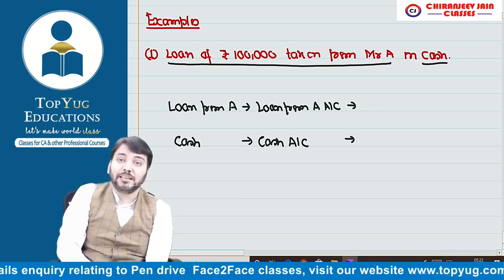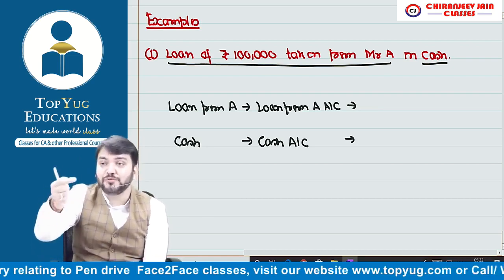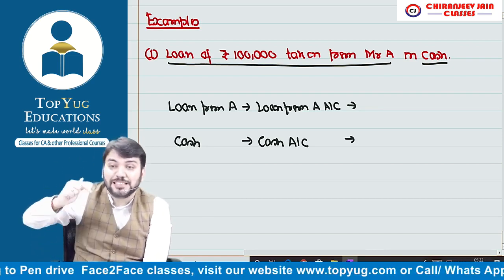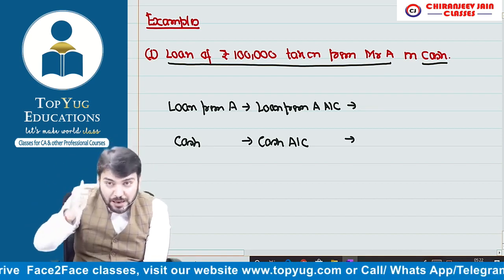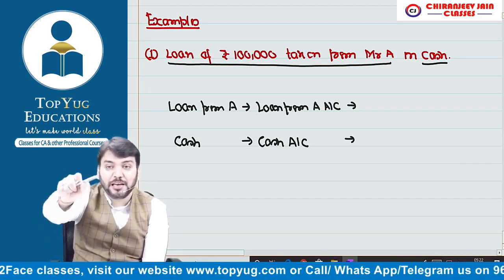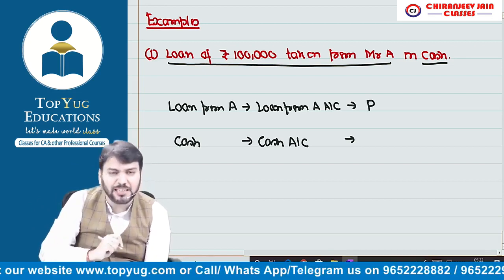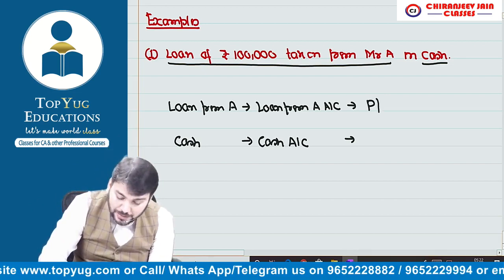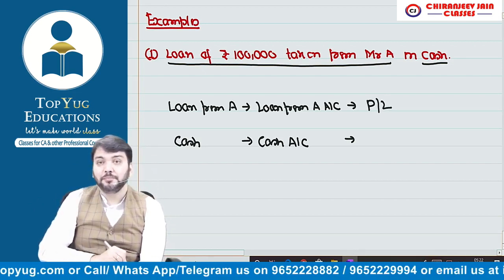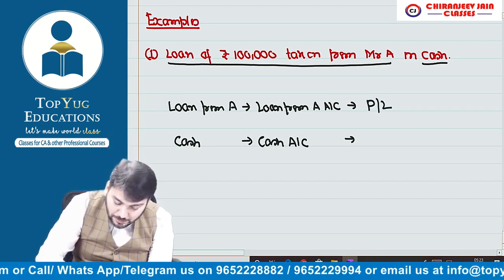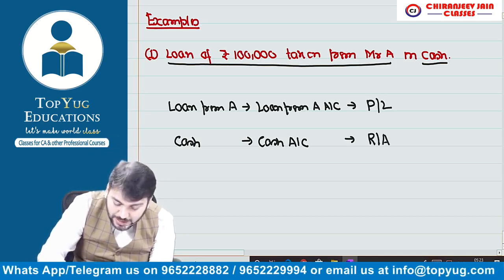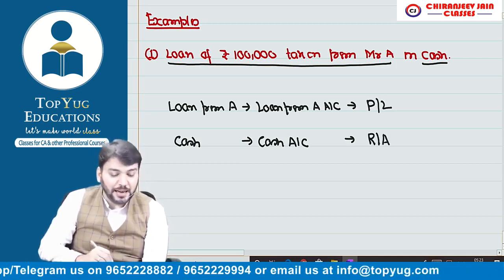Very good. Liability. Why is it a liability? Because you have taken a loan from Mr. A, so this amount is payable in future. Any amount payable to Mr. A in future becomes a liability. So can I say it is a personal account? Now I'm writing P and liability. Correct? P and liability. And this is a real account and asset. Real account and asset. Correct?